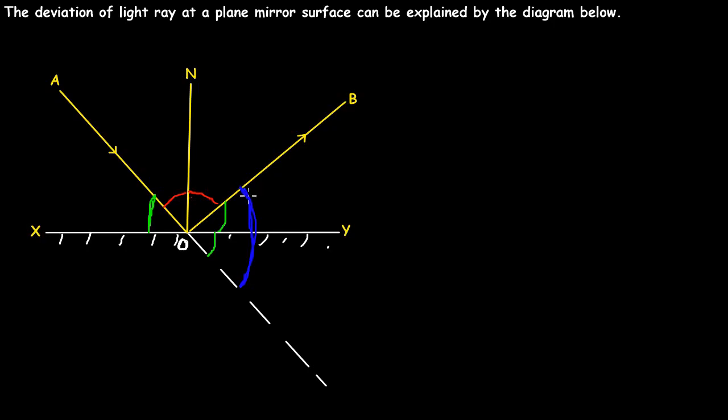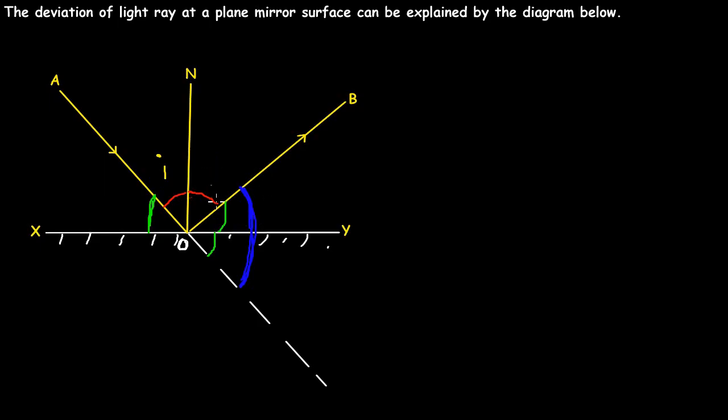So the key idea is, how do we find this angle? That should be our main focus. From the laws of reflection, when a light ray is incident on a plane mirror, it forms an angle of incidence I, which is the angle between the incident ray and the normal. The normal we have here is NO, typically perpendicular to the mirror.